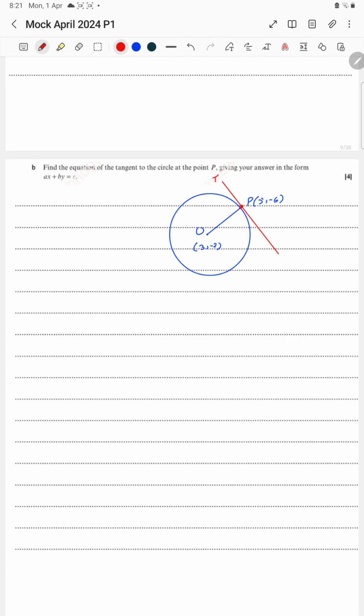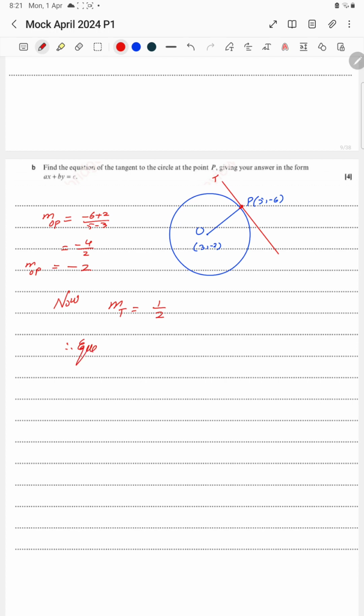For that I need to get the gradient m of OP. That is the rise over run, or change of y coordinates, minus 6 plus 2 over 5 minus 3, it becomes minus 4 by 2. This is minus 2, right? This is the gradient of OP. Now, the gradient of the tangent line will be the negative reciprocal of it, that is 1 by 2.